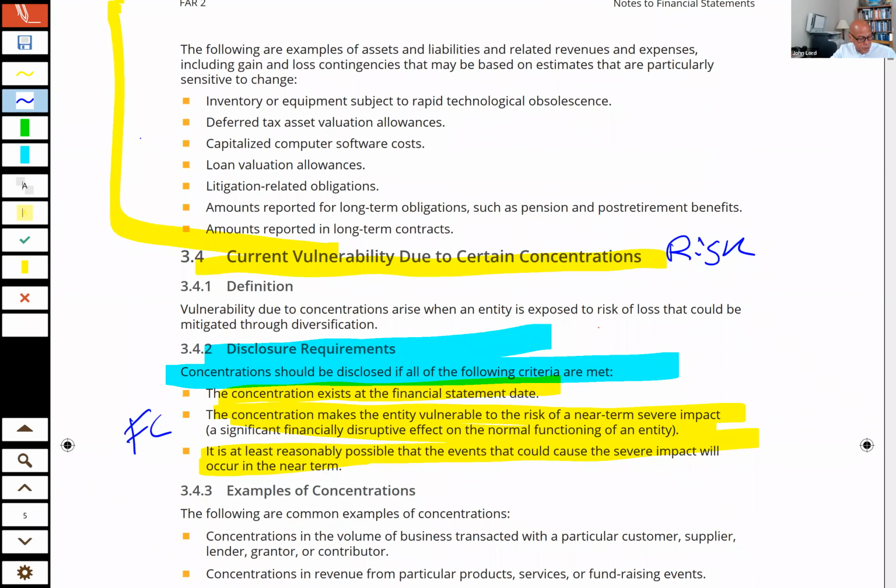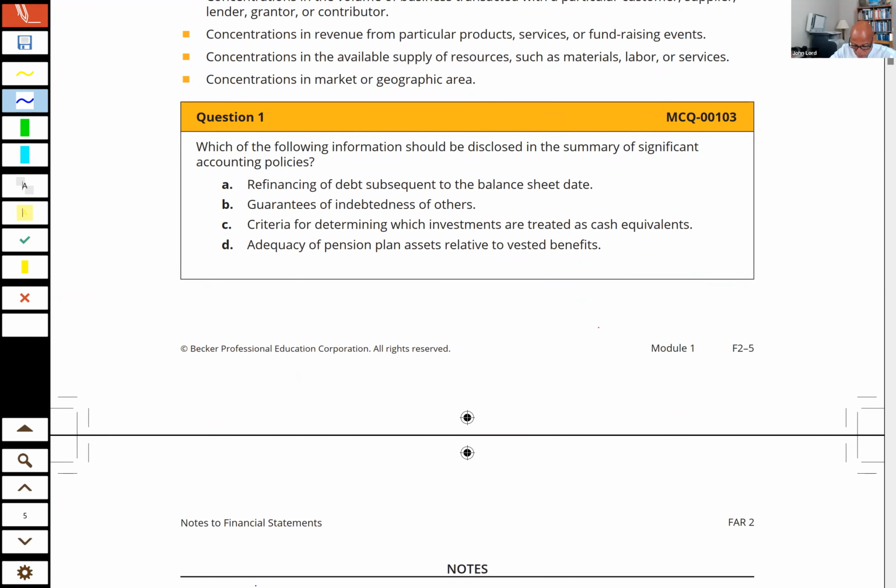Okay, all right, good. Let's go ahead then and take a look at question 1 here for our second chapter tonight.